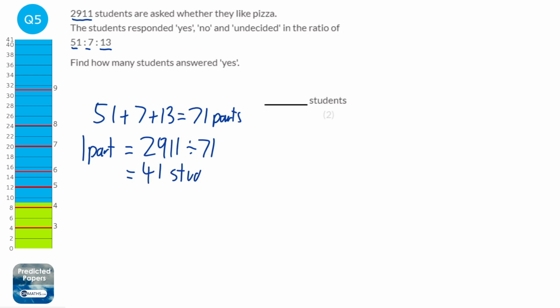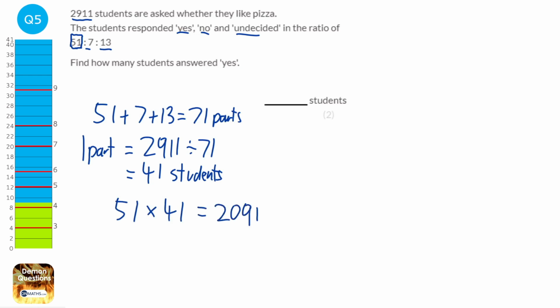One part's worth 41 students. So each one of those parts in the ratio is 41 students. Now yes, because it goes yes, no, undecided, yes will be the 51 there. So it's 51 lots of 41 students. 51 parts with each part representing 41 students. And when you multiply those together, you get 2,091. So our answer is that 2,091 students responded with yes.